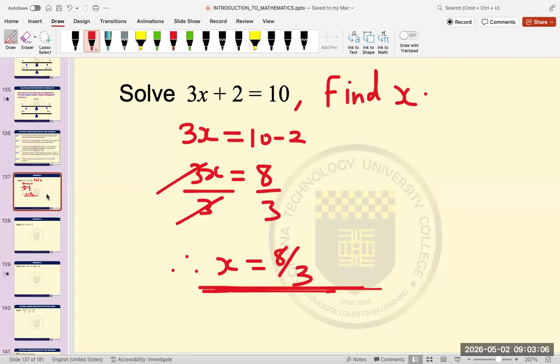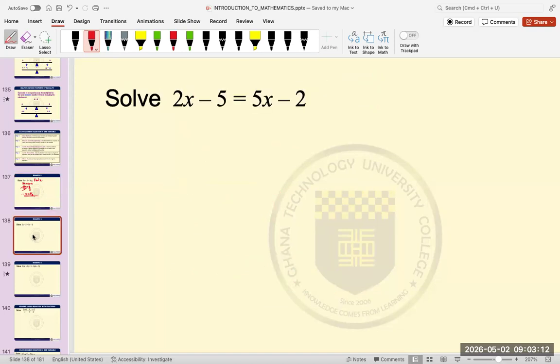Yes, please. Okay. So let's solve the second one. Well, let me allow you to solve the second one. I'm just giving you 1 minute. Solve the second one and then let's do it together. So 2x minus 5 equals 5x minus 2. Find x. So solve it at your end. I'm just giving you 60 seconds to get me the answer.